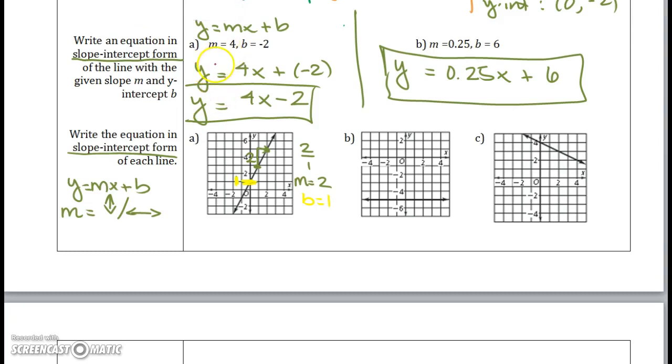So you have the same information that you had for part A. You have the m and you have the b. Y is equal to mx, so 2x, plus b, plus 1. And that's your final answer.